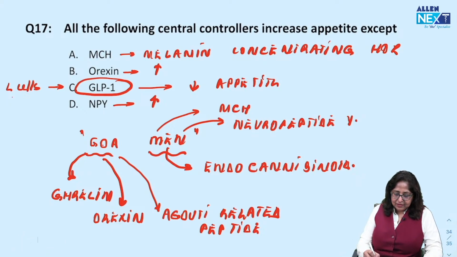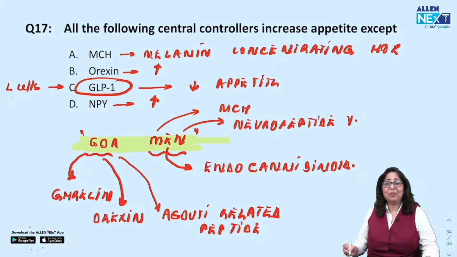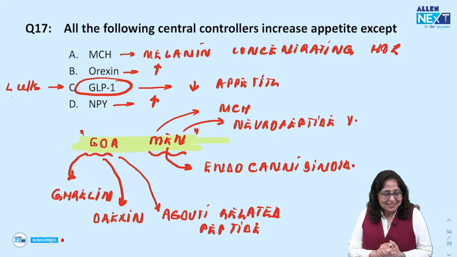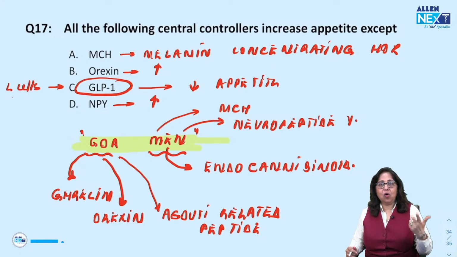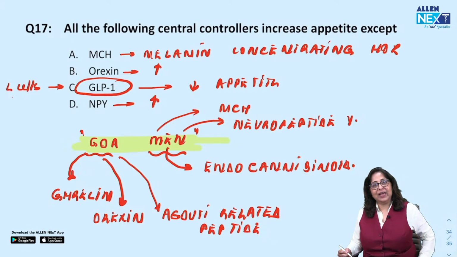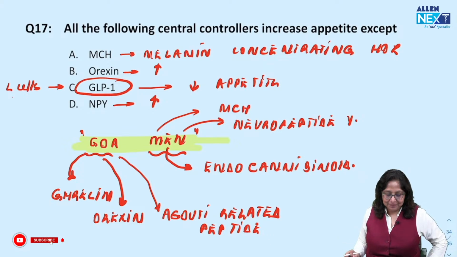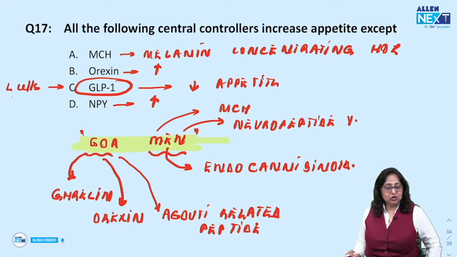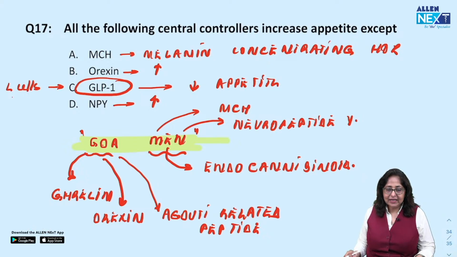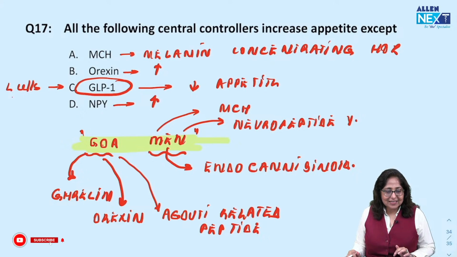So remember the little mnemonic, remember Goa men. Goa men increase appetite, yes, and G, ghrelin, orexin, agouti-related peptide, MCH, endocannabinoids, and neuropeptide Y. GLP-1 is going to produce a decrease in appetite, right? So this is as far as your physiology questions are concerned, right?